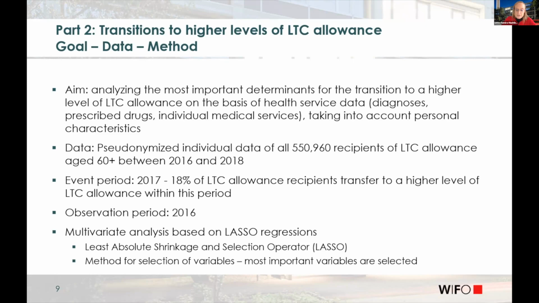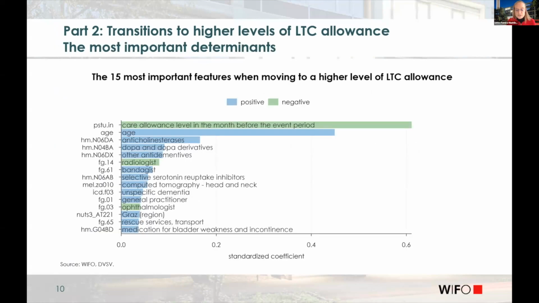And we do multivariate analysis based on lasso regression, and the lasso regression here helps us once again to select the variables, and it selects the most important variables. And here you see the most important characteristics when moving to a higher level of long-term care allowance. So first, the long-term care allowance level in the month before the event has a negative impact. So that means that the higher the level, the less likely it is to move to an even higher level. Second, we see a positive correlation with age. And third, we see drugs that are connected to dementia-related diseases as important variables here.